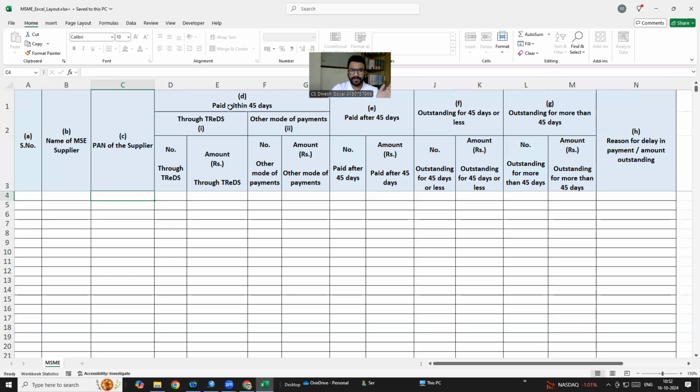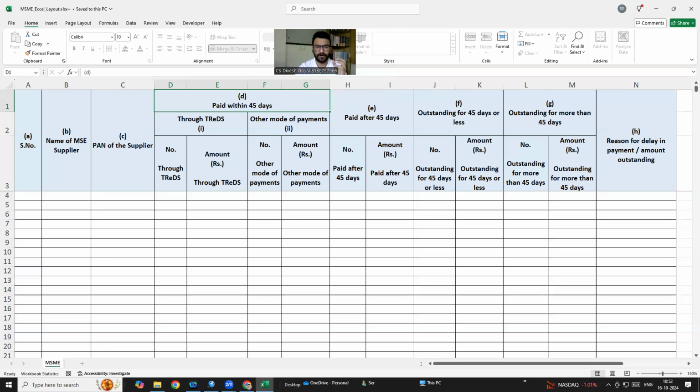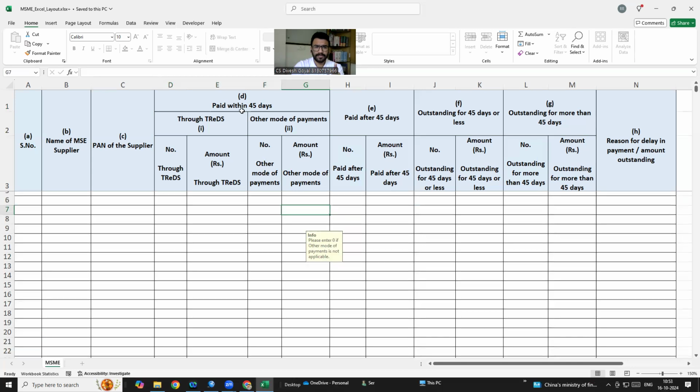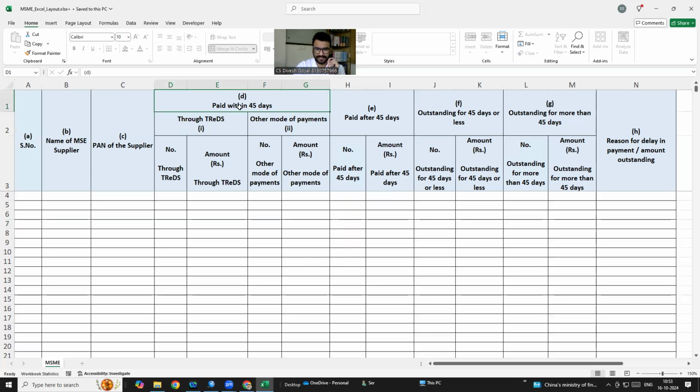Then next column, paid within 45 days. If you are filing this form, you are filing because you have made default to some vendor. Otherwise, you were not required to file that form. But if you are filing this, now you have to give the detail of the MSME vendor to whom you have made the payment within 45 days also. So now you have to mention the modes of the payment, whether you paid through the trades or whether you made it through another mode of payment. Whatever mode you have used, you have to fill the information and mention the amount here. So first is paid within 45 days.